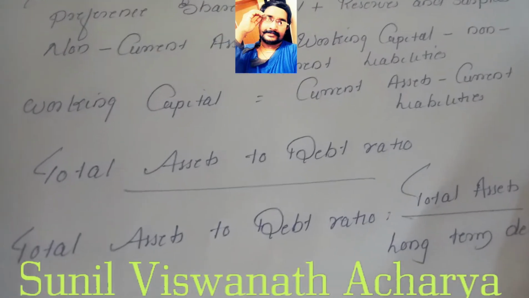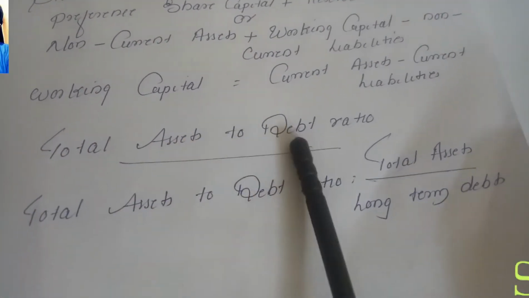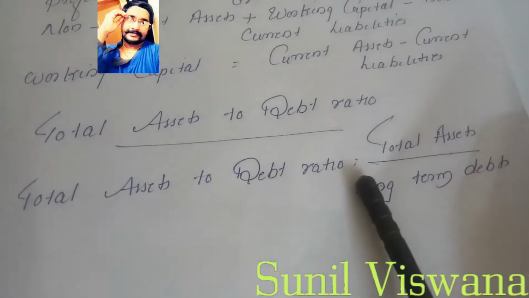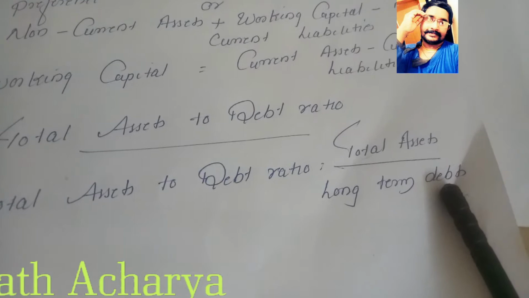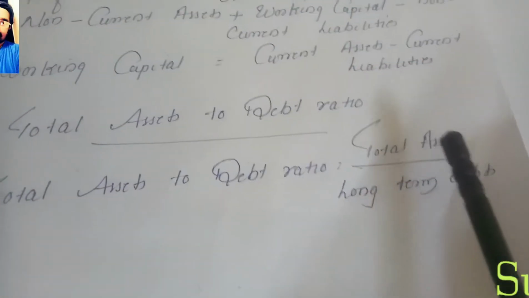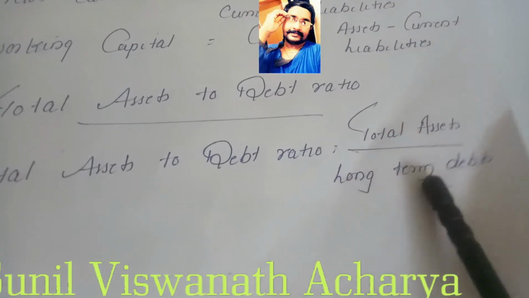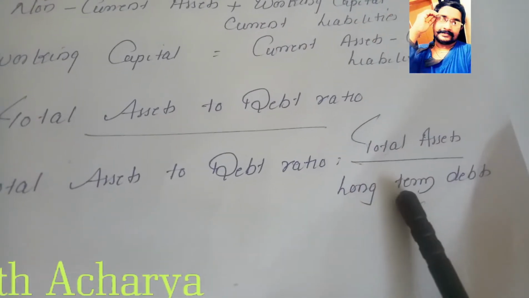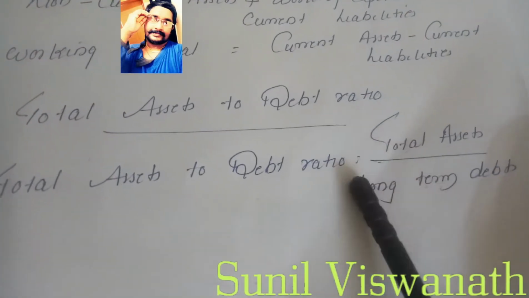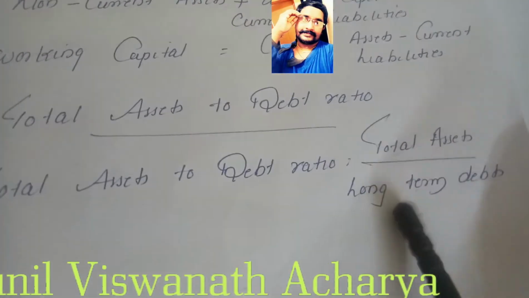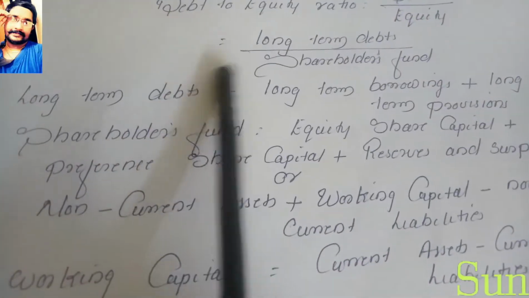Okay. Now the second solvency ratio is total asset to debt ratio. How to calculate this: total assets divided by long-term debt. So we are comparing two figures, total assets to long-term debt. This ratio is also for finding our long-term solvency, whether the company is in a position to pay back long-term debts or not. Long-term debt, how to calculate, we already said in this equation.